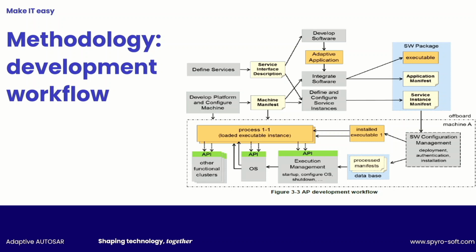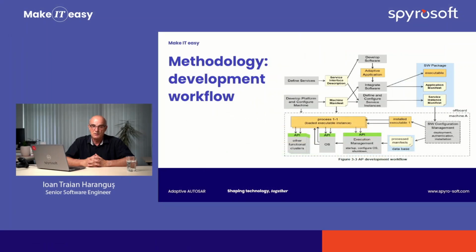For example, we get the executable by using the compiler and the linker. We have the binaries, and then also the application manifest and the service instance manifest, and all this package will be deployed into the adaptive platform using the update and communication manager functional cluster. And of course, these files will be deployed into a binary folder, and of course a data folder where our configuration files will be used either by the platform, by adaptive application, or by the daemons which are running on the adaptive platform.